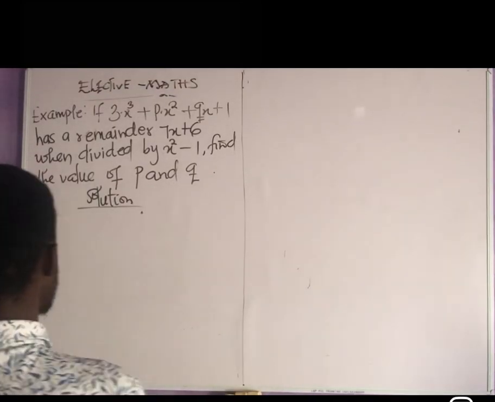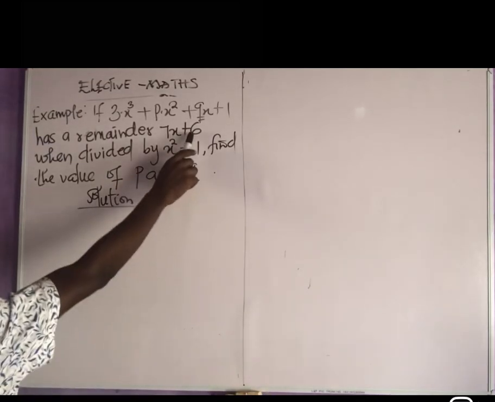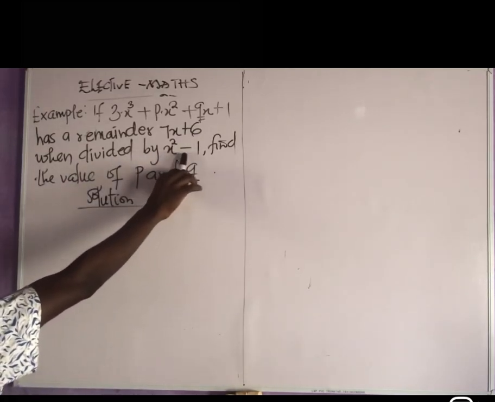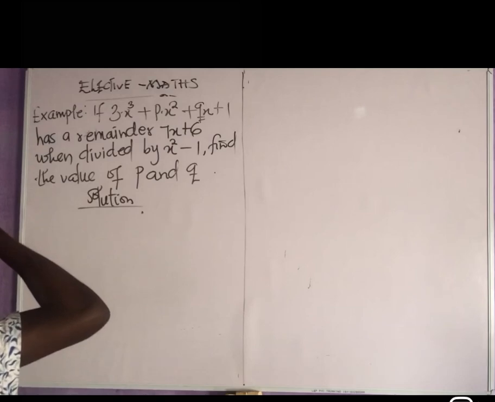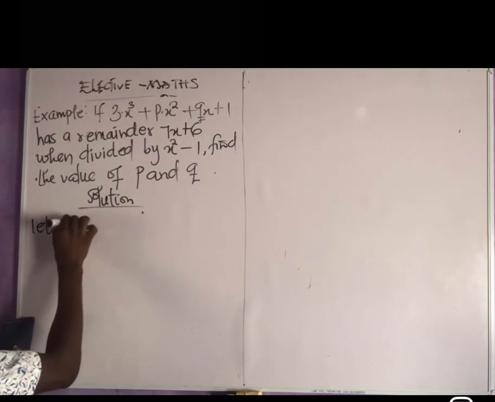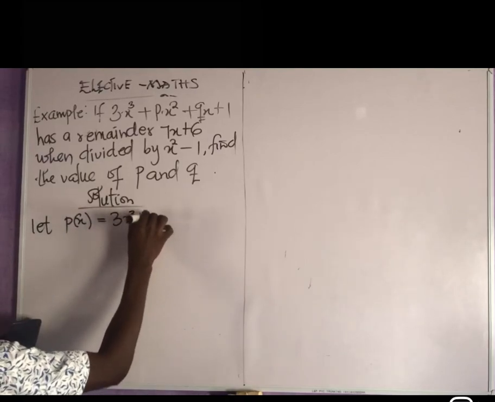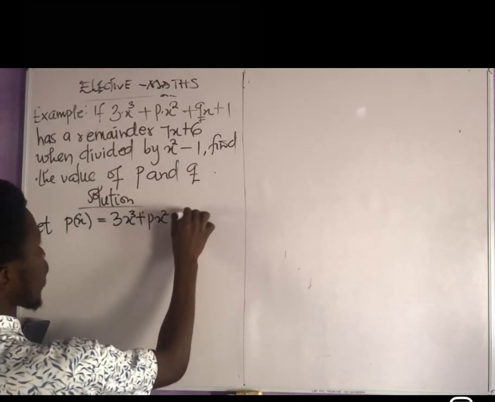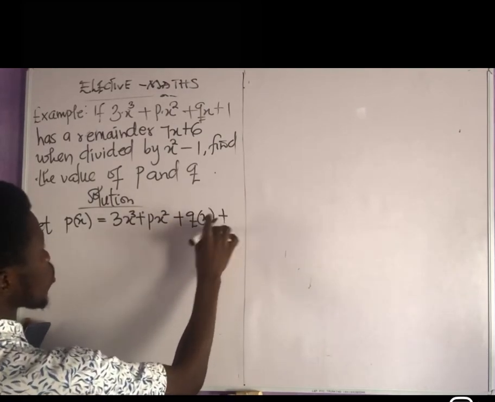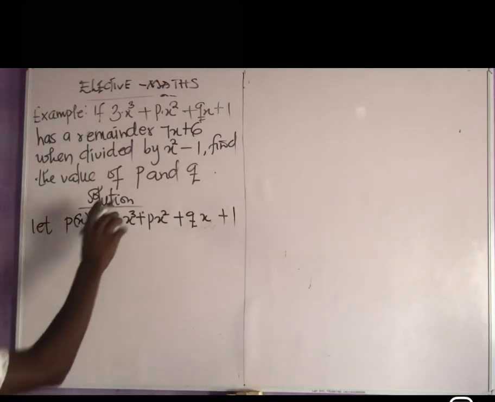Let's look at example 2. If 3x cubed plus px squared plus qx plus 1 has a remainder 7x plus 6 when divided by x squared minus 1, find the value of p and q. First, let p of x be equal to 3x cubed plus px squared plus qx plus 1.